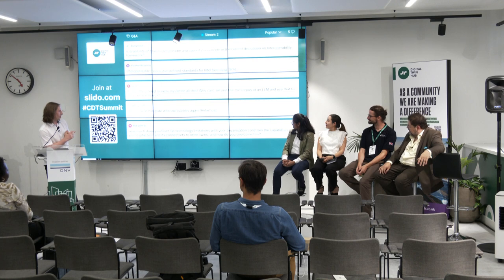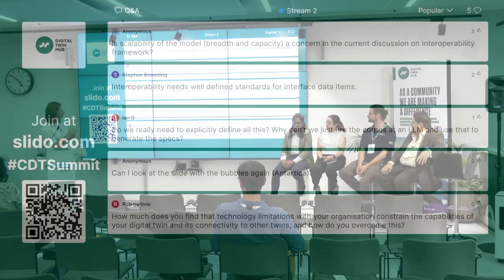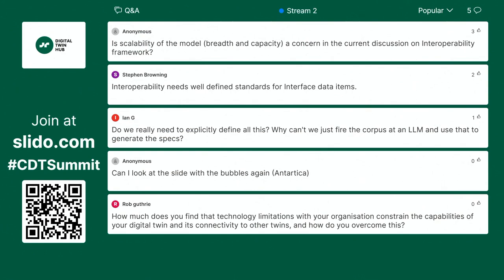Brilliant, thank you. So we've got one more question from the line, from Rob again. How much do you find some limitations within an organisation constrain the capability of your digital twin and its connectivity to other twins? And how do you overcome this? So it's effectively, how do we overcome technological limitations of our twins internally?